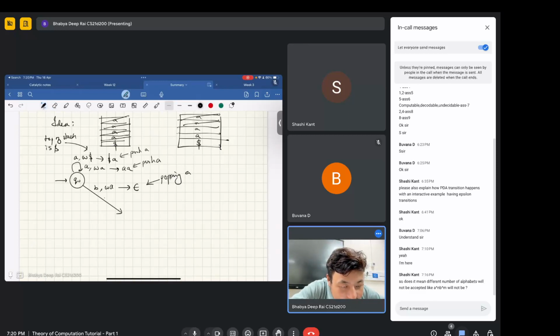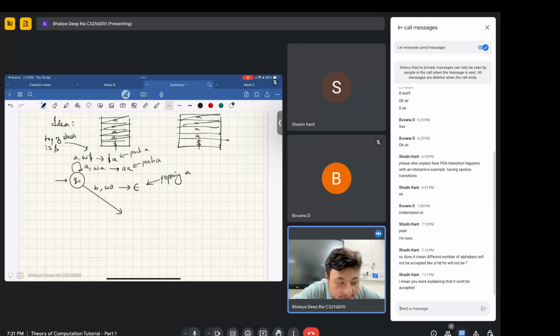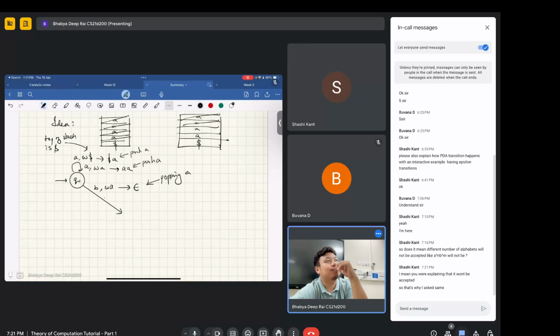Oh, okay. So Shashi says, does it mean different number of alphabets will not be accepted, like A to the N, B to the N will not be? Shashi, do you mean for larger alphabets you will require a different PDA? Shashi, I mean you were explaining that it won't be accepted.